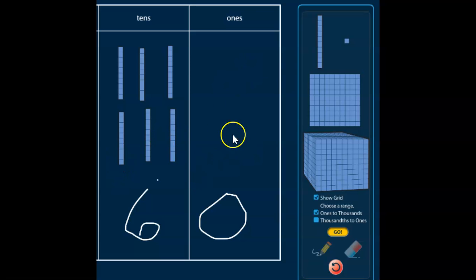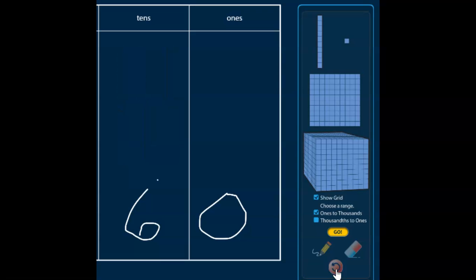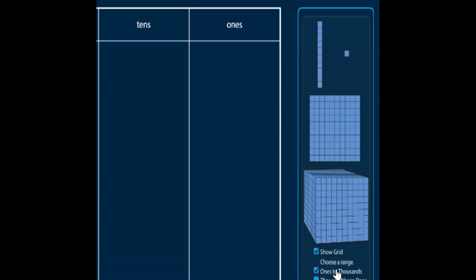How many 1s do I need? Should I bring over some? No, I shouldn't, right? Because none. 0. So I've got 10, 20, 30, 40, 50, 60. Does that match this number? Yes, it does. So we can just stop there. One more.